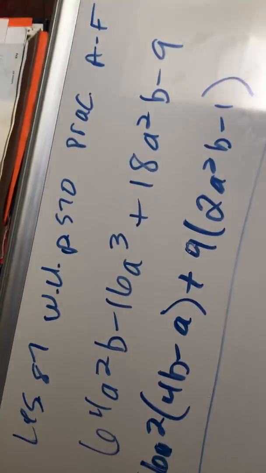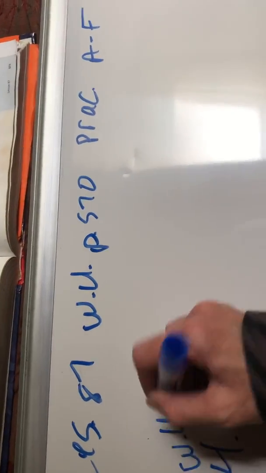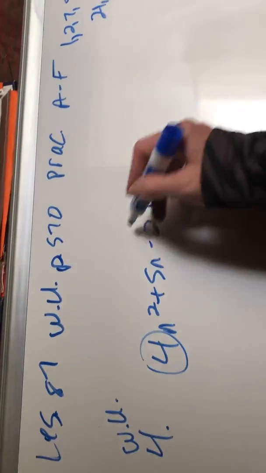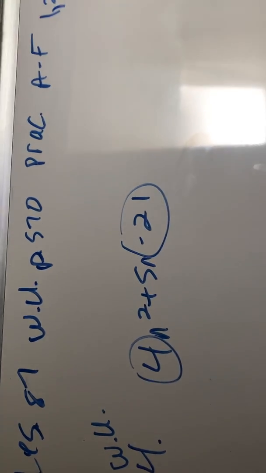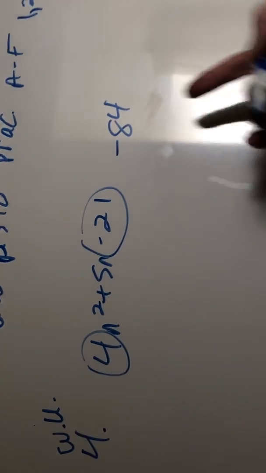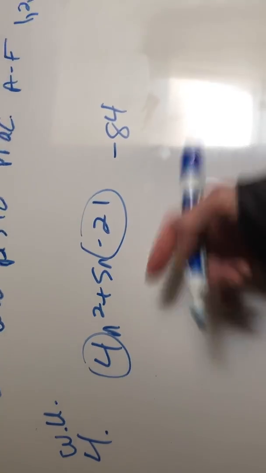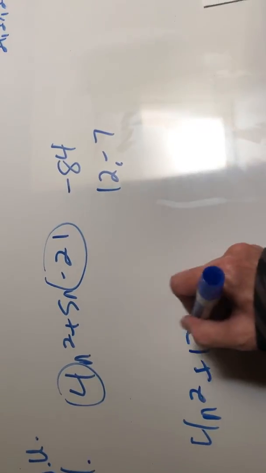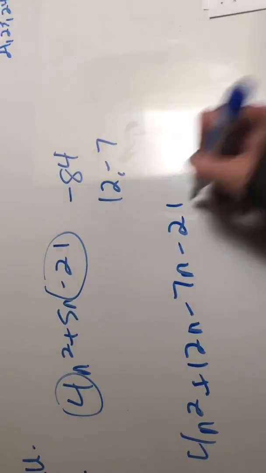And then it looks like I may want to show you one on the warm-up right quick. Yeah, number 4 on the warm-up. This is warm-up number 4. It's 4n squared plus 5n minus 21. So you've got to do 4 times negative 21. You get negative 84. You want the factors of negative 84 that give you positive 5, which would be 12 and negative 7. So then 4n squared plus 12n minus 7n minus 21.